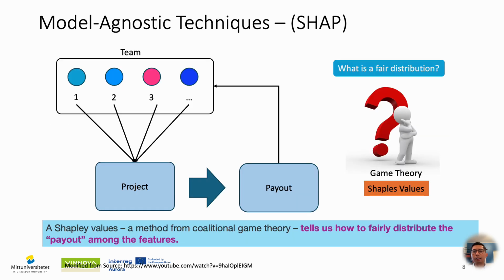Let's start with a simple analogy. Imagine we have a project where multiple people contribute, player 1, player 2, player 3, and so on. At the end of the project, there's a payout or reward. The challenge is, how do we fairly distribute that payout among the players? Some might have contributed more, some might have contributed less. The Shapley value from game theory gives us a systematic way to fairly divide this payout based on each player's contribution. This is the foundation of how Shapley values work.